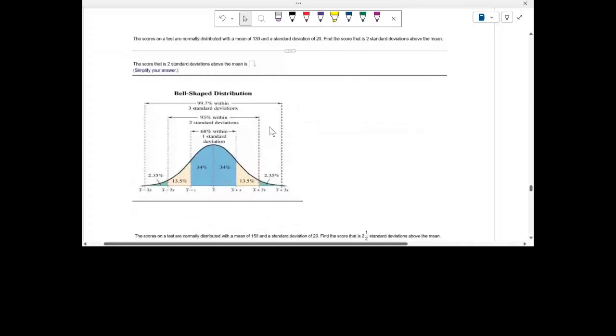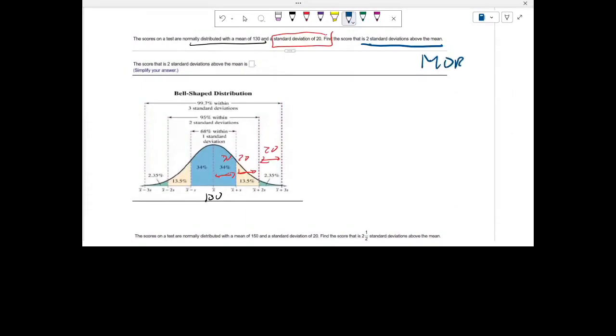Here it says the scores on a test are normally distributed, again, with a mean of 130, but now my standard deviation is 20. Okay, so the first thing I'm going to do, y'all, my mean is 130. So right here in the middle, I'm going to write my number 130. They told us that our standard deviation is 20. So the distance between here and here is 20, and that's another 20, and that's another 20. Okay. What we want to do is find a score that is two standard deviations above the mean.